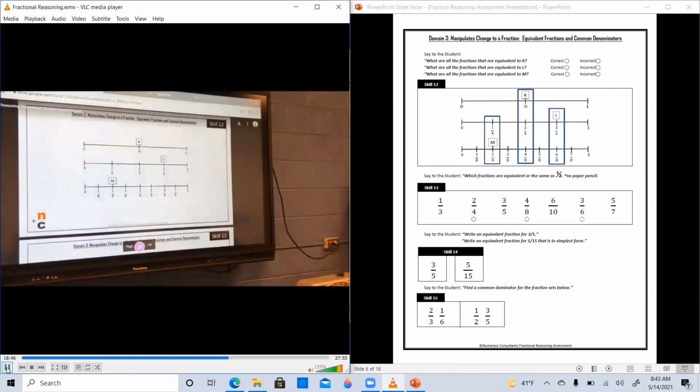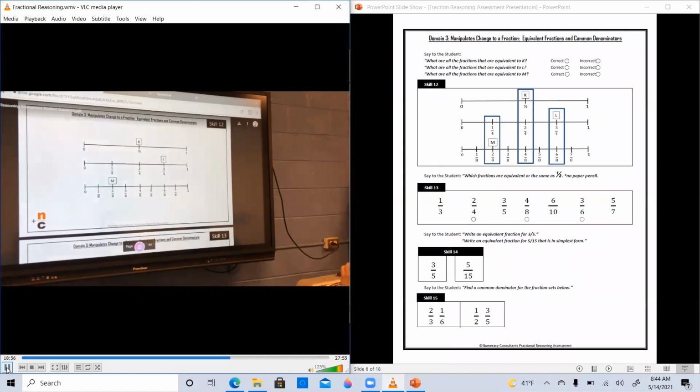Okay. So when you ask what are the fractions equivalent to k, you're really looking for them to say 2/4 and 4/8. That's really all you're looking for them to do. Can they make the connection between those number lines? 3s would be 3/6. So he's now naming equivalents for half, even ones that aren't on the number line, but we want him to actually just say 2/4 and 4/8. If it was 6, it would be 6/12.